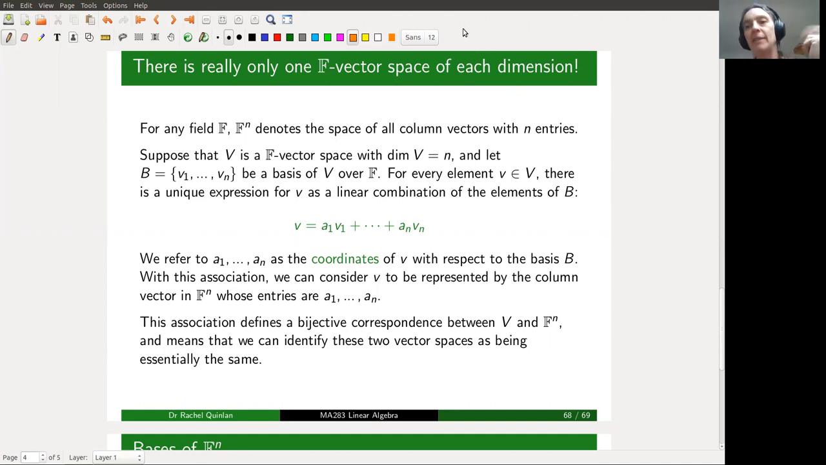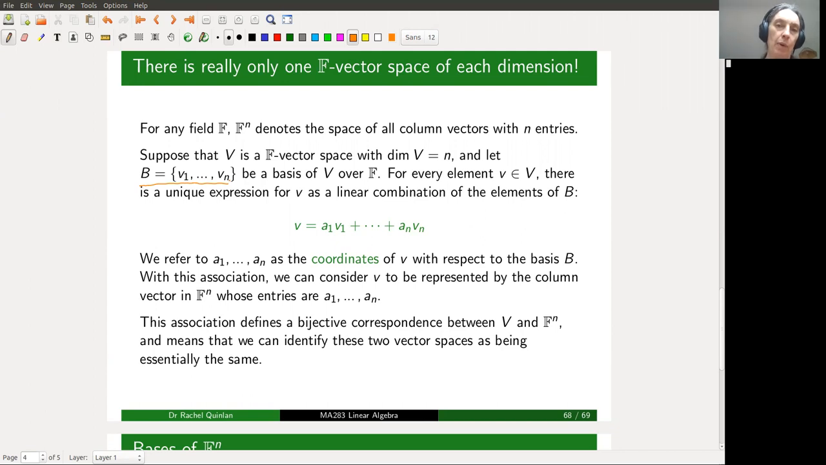And to see what that means, the key point here is, if you have a basis for a vector space of dimension n, the vector space might be anything. It might be a space of matrices, it might be a space of functions, it might be a space of polynomials, or it might be a space of column vectors with a particular number of entries. So there are many different contexts in which a vector space of dimension n over a field of scalars could arise.